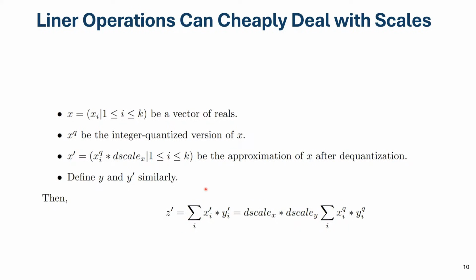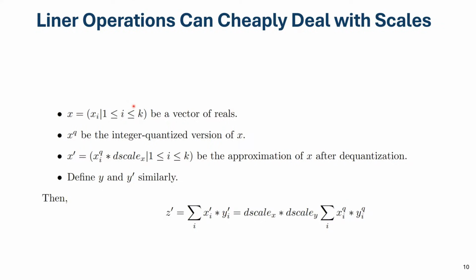So maybe this is overly equation oriented, but let's say we have a vector X, and there's a bunch of vector elements, let's say K vector elements. So X sub i would be a scalar. It's a vector of real numbers in some high precision, or let's say floating point. I want to have a quantized version of that vector that's in integers. I'll call that X subscript Q. So that's the integer version of that vector.